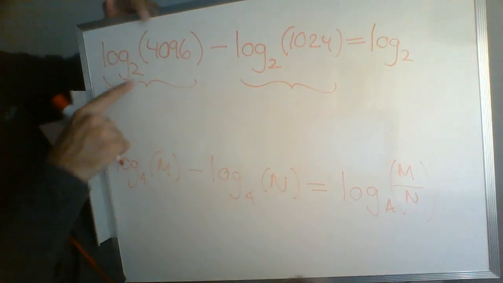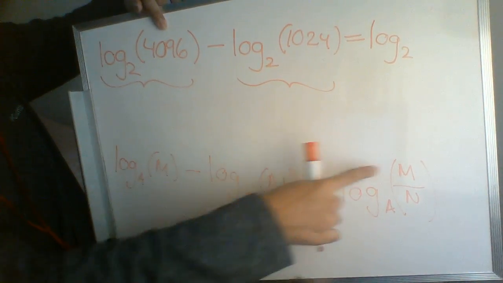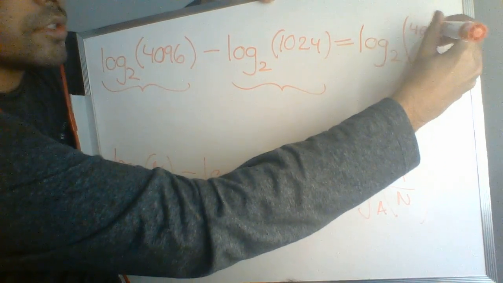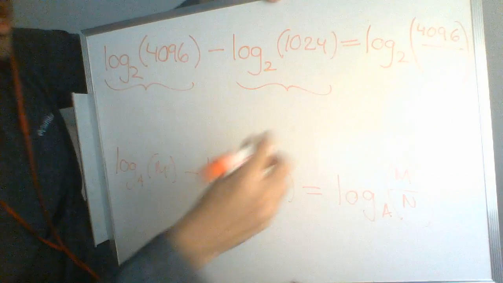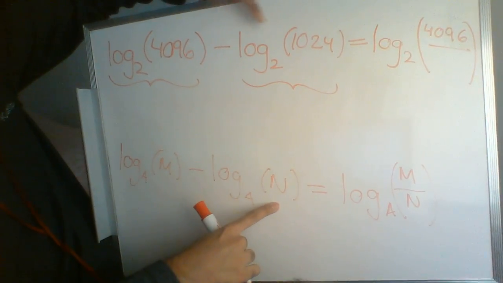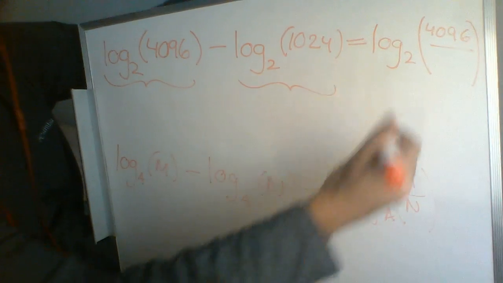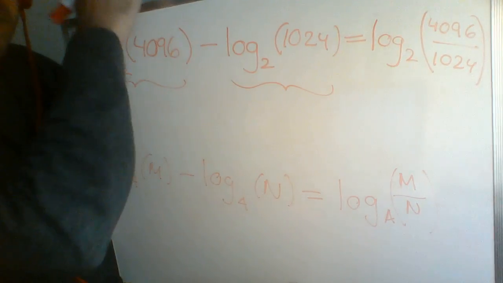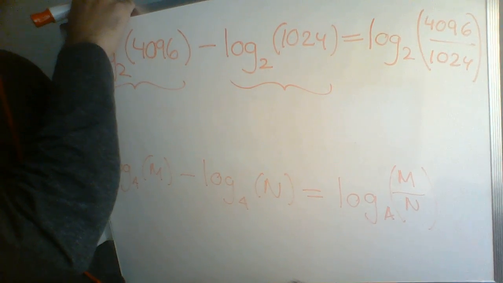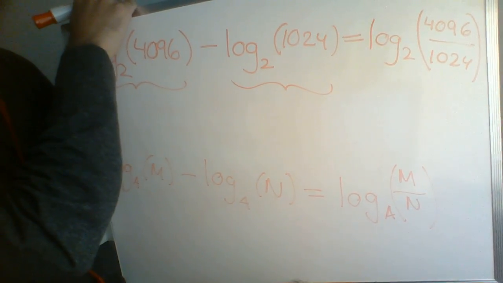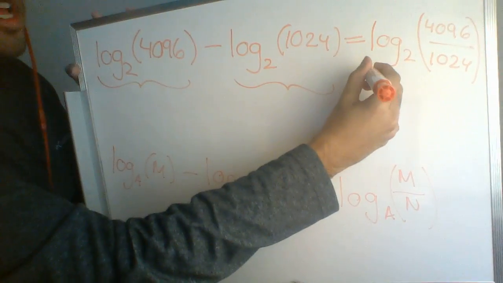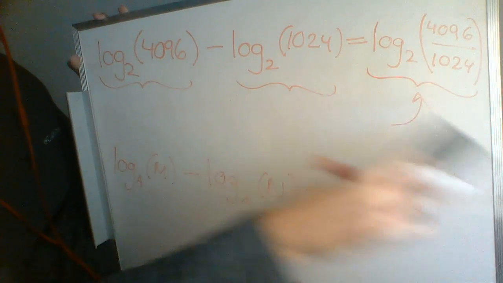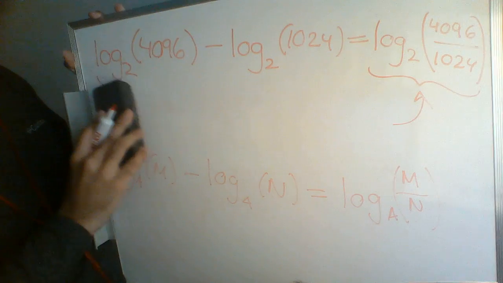So we'll take the first one, this 4,096, and that'll become our numerator over here. So we've got a 4,096 in there. And then our denominator will be the second one. So this 1,024 will become our denominator. So we've got 1,024 down there. So now we've reduced this down to one logarithm. And if we can simplify that fraction, that'll be fantastic. But now we only need to solve this one over here. And we don't have to worry about these two at all.